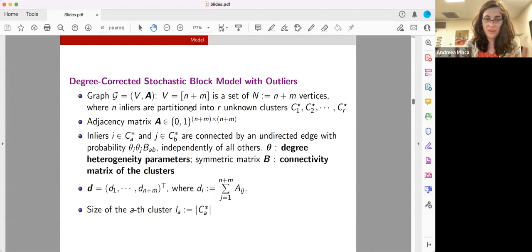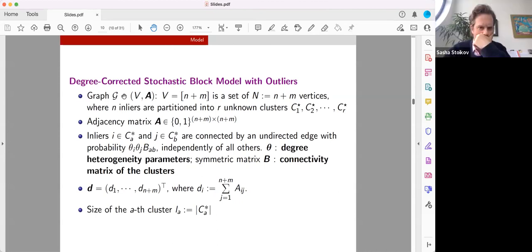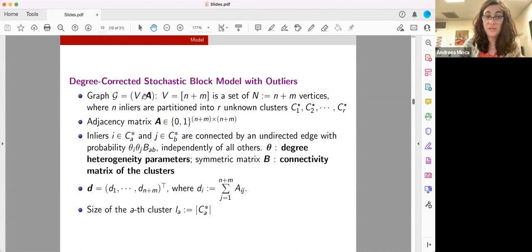So now, what are the fundamentals of this model? We assume that we have a graph, and this is the vertex set, and this is the adjacency matrix. N is, as I said, the number of inliers, and M is the number of outliers. So in total you have capital N vertices, and the number of clusters is something that we know. The inliers are partitioned into a bunch of unknown clusters, C1, C2, up to C_R. So you know their number, but of course you don't know who belongs to which cluster. And you're going to observe an adjacency matrix.